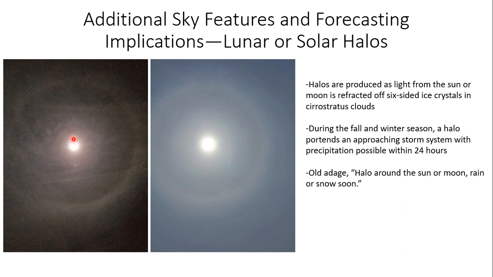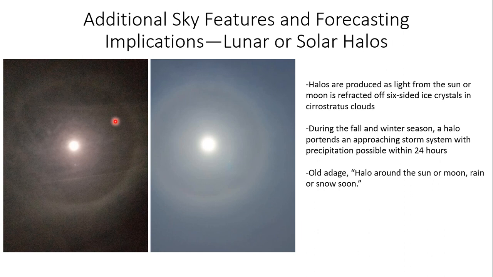The graphic, or the picture here on the left, is one I took of a lunar halo, and the picture on the right shows a solar halo. So nighttime and daytime. During the fall and winter season, a halo portends an approaching storm system with precipitation possible within 24 hours. So that's why these are so important to look for. And the old adage is, halo around the sun or moon, rain or snow soon.